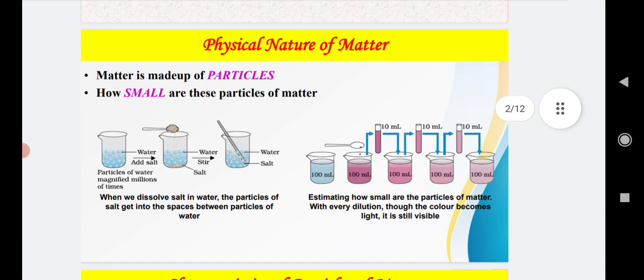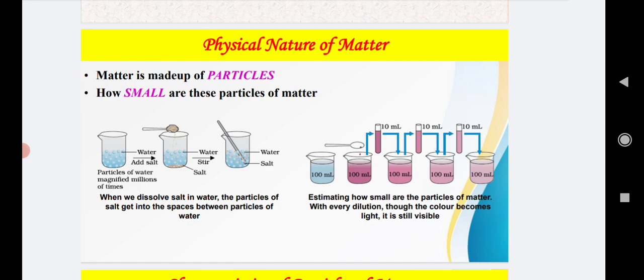So, physical nature of matter. What is the physical nature of matter that we are going to discuss in this slide? Matter is made up of many particles. The particles may be very small, may be large. So any physical matter is made up of particles. The particles have space between them.